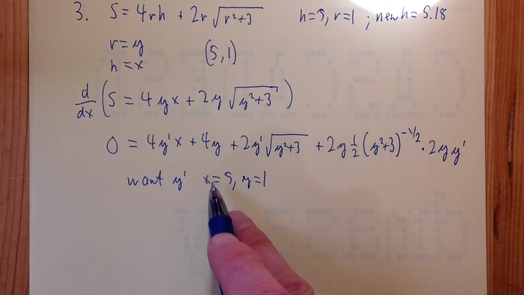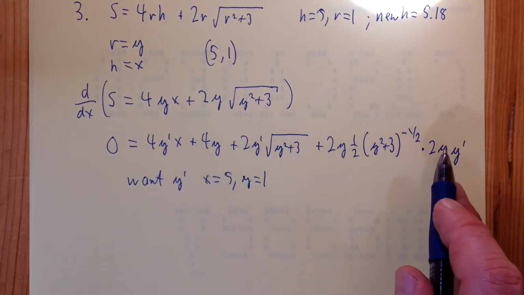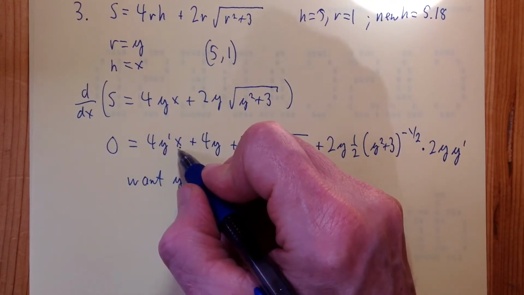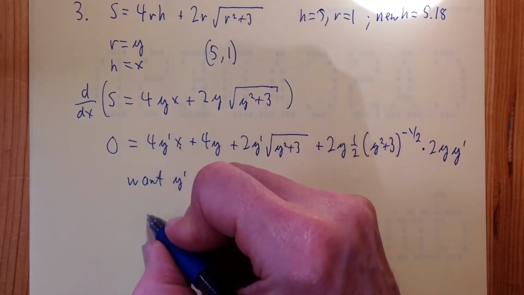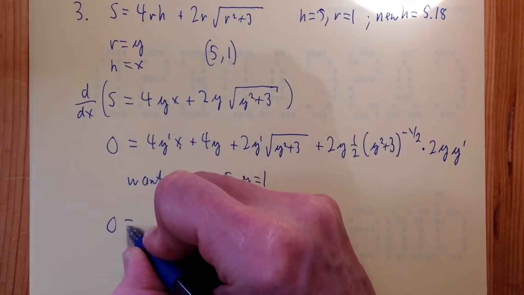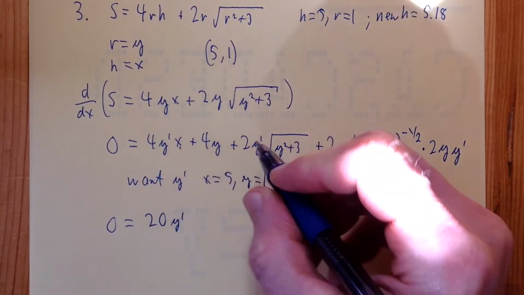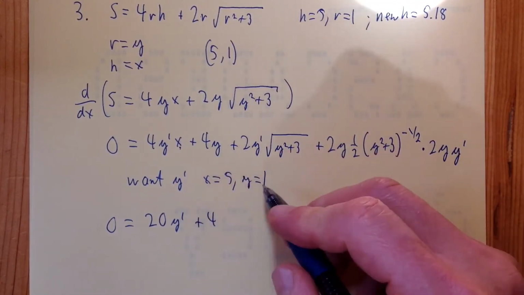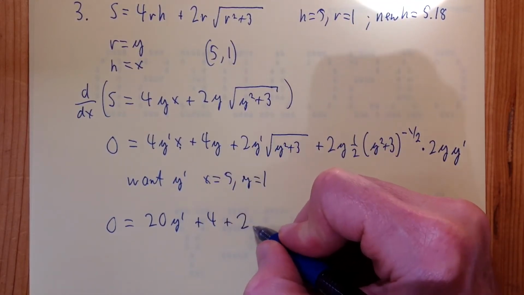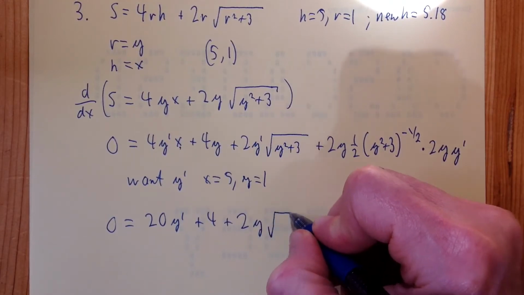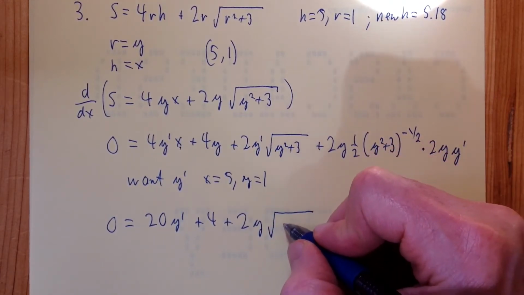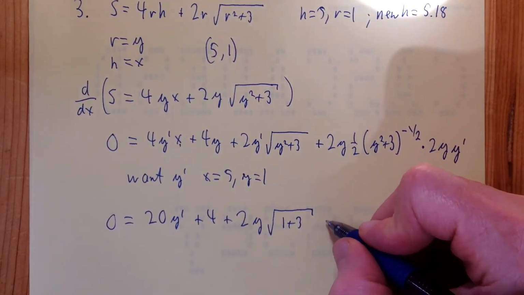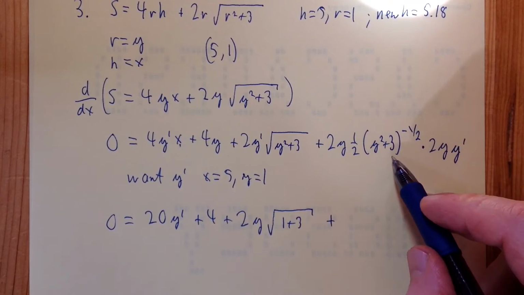So let's plug in x equals 5, y equals 1 to everything up here. So x equals 5. We don't know y prime, it's the only thing left, so that would be 20. So now we have 0 is equal to 20y prime, y equals 1, so plus 4, plus 2y prime square root of 1 plus 3, which of course is square root of 4, which is 2, but I'm showing all my work.